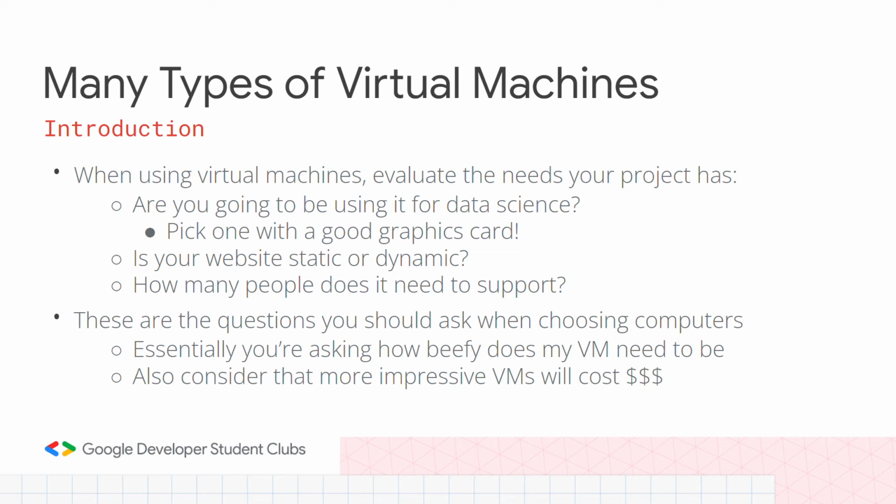But you can pick and choose which strengths you need the computer to have based on what your project is. For data science, you're going to need a good graphics card. And then you also need to pick how beefy you need that computer to be, based on things like, is it static or dynamic? Because if it's static, your computer doesn't really need to be doing that much work, right? It's just displaying a page that doesn't really do much. It just sits there and looks pretty. But if it's dynamic, then there's some backend stuff going on. You're going to need something beefier. If your website is supporting a lot of people, then it's also going to need to be beefier.